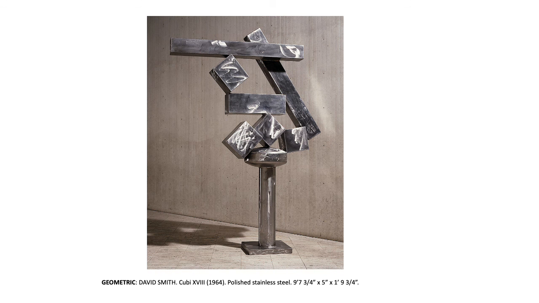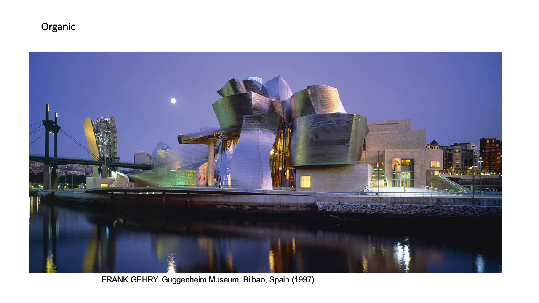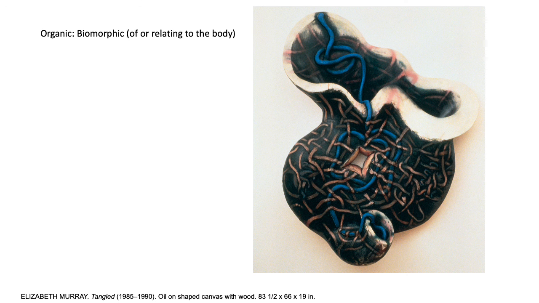So here's geometric. It's rectangles and squares. Here's organic. There's no rhyme or reason. It's kind of flowy and all. So this is Gehry's Guggenheim in Spain. Organic, biomorphic, it's a subset of it, relating to the body.